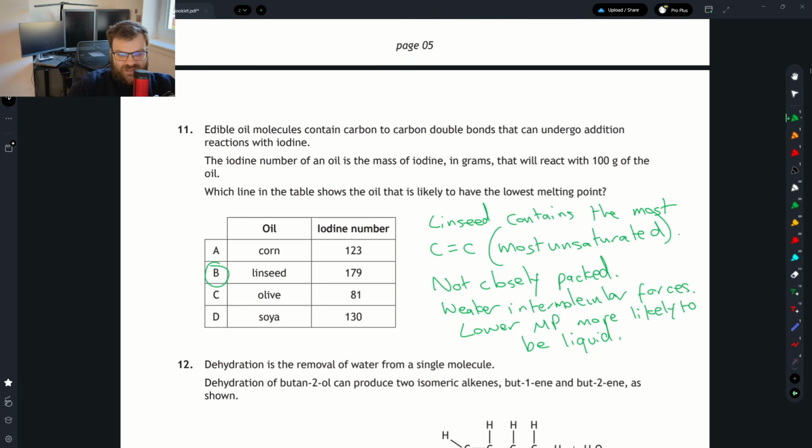If you'd picked the smallest one, we would say that olive oil has the lowest number of carbon-to-carbon double bonds. It's the least unsaturated. It would be more tightly packed. It would have stronger intermolecular forces. It would have a higher melting point and more likely to be solid at room temperature. I just lucked out with the one I picked of the two extremes.